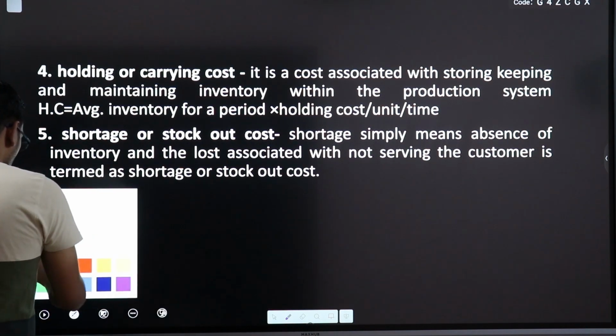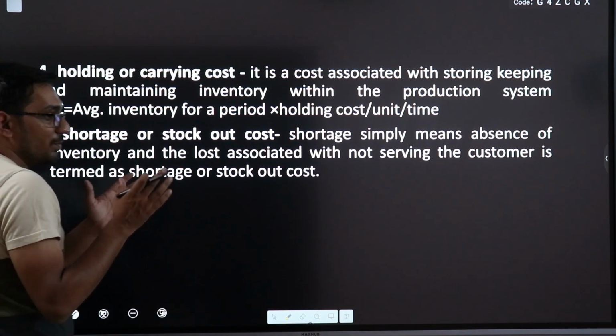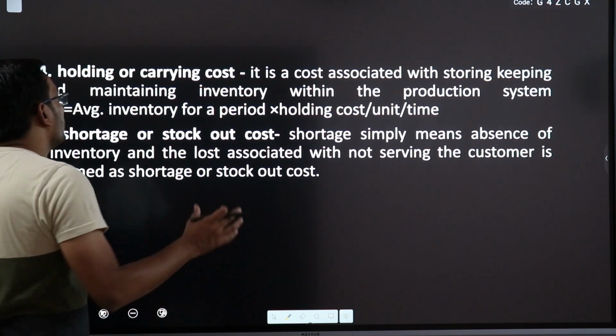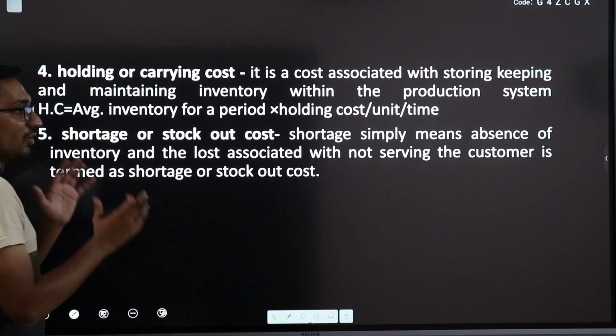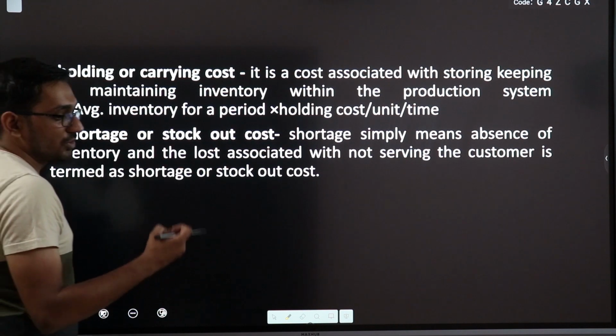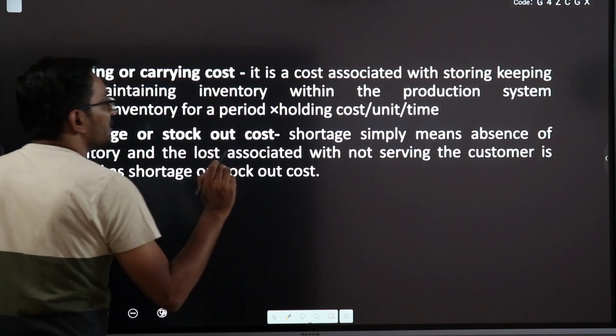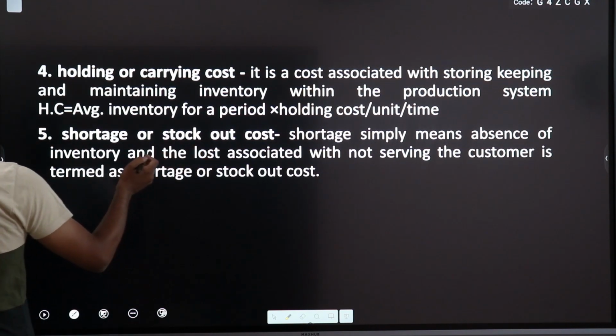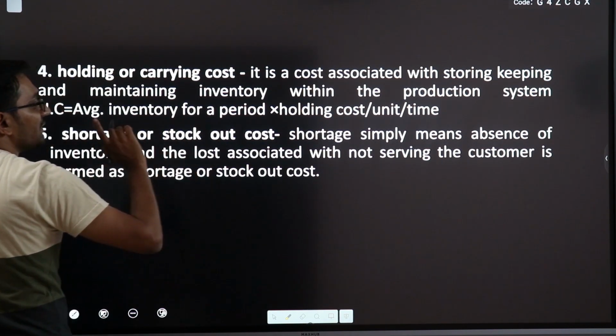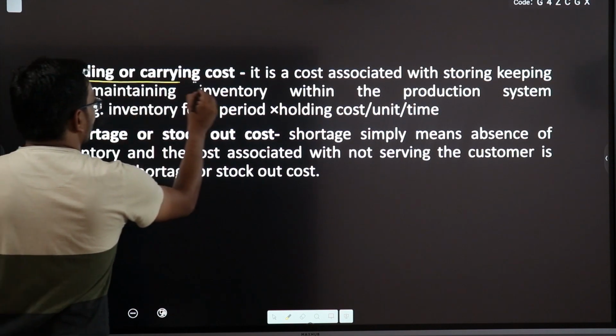Now if you want to handle some inventory, to store it, to carry it or to hold it, some amount of cost will be associated, right? So it is a cost associated with storing or keeping and maintaining the inventory within the production system, right?